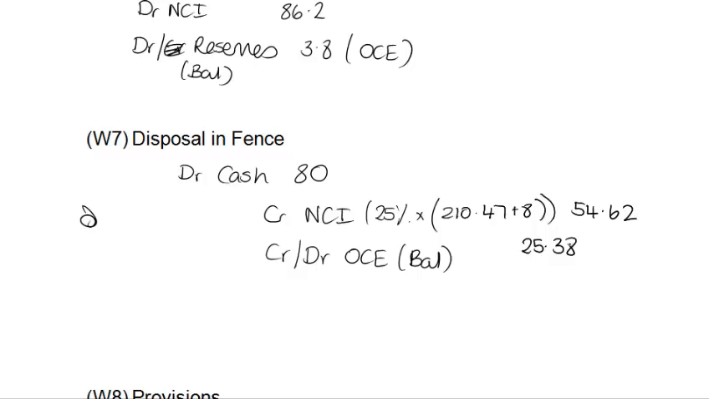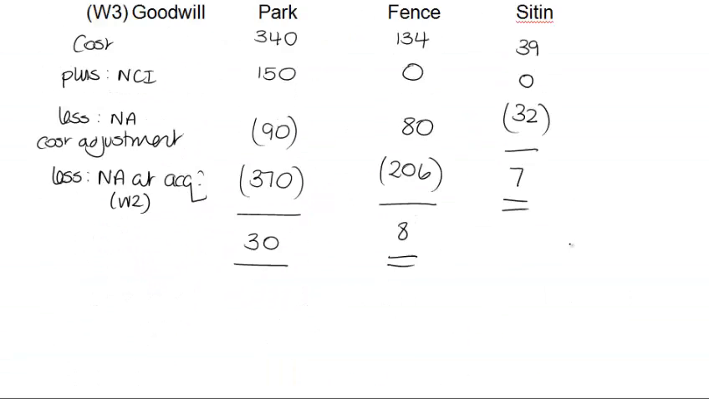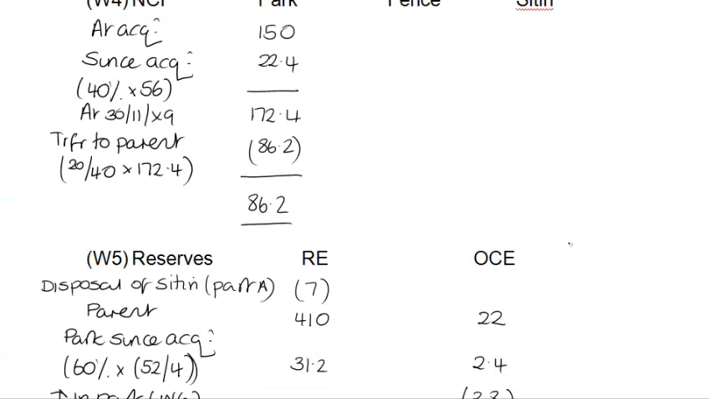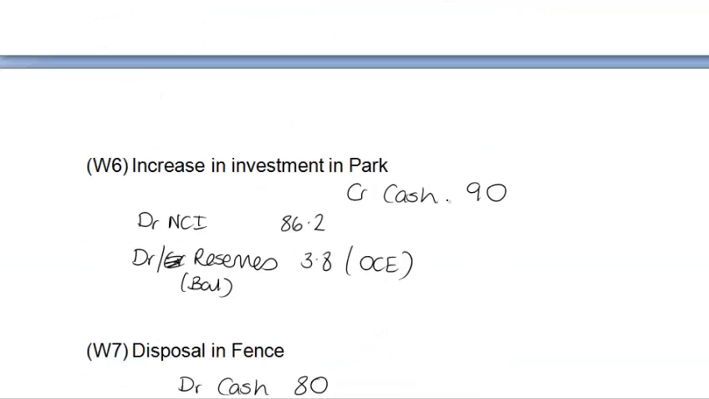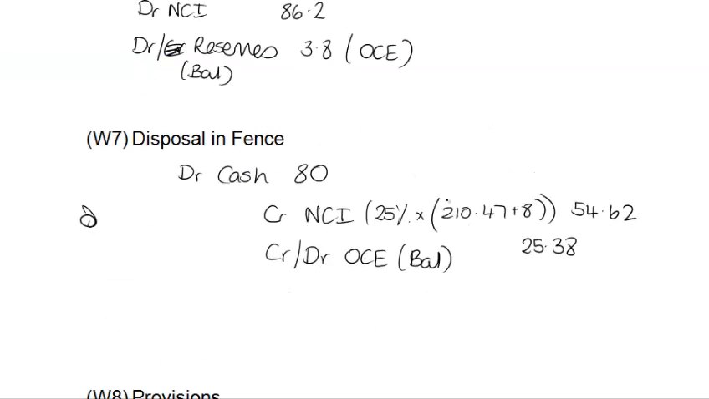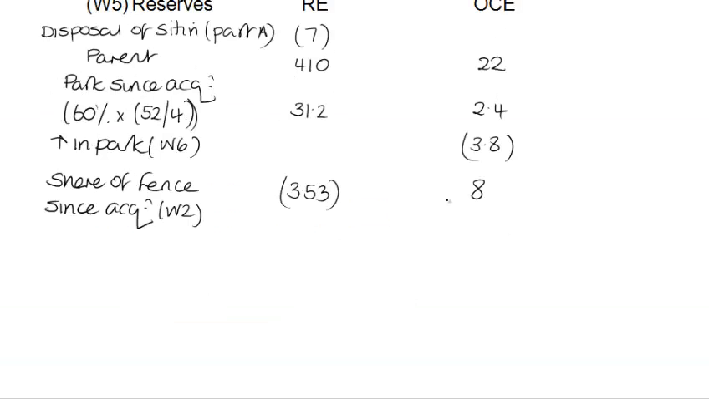So now I'm going to go to the NCI, and for the disposal, I'm simply going to say from working number 7, 54.62. And I'm going to credit OCE with 25.38. Sale of the subsidiary, working number 7, 25.38. So I've now dealt with note 1, I've dealt with note 2, I've dealt with note 3. Note 4, nothing to do with groups.